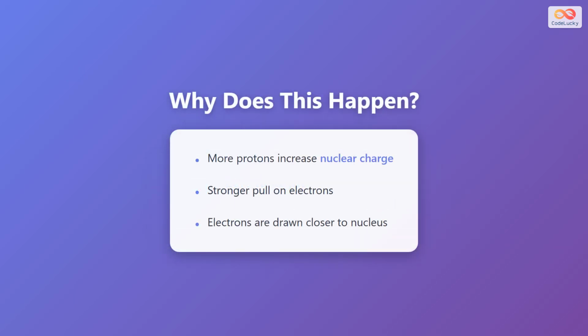Why does atomic radius decrease across a period? As you move from left to right, each element has more protons in its nucleus. More protons mean a greater nuclear charge, which is the positive charge in the nucleus. This stronger positive charge creates a stronger pull on the electrons. As a result, the electrons are drawn closer to the nucleus, making the atom smaller overall.